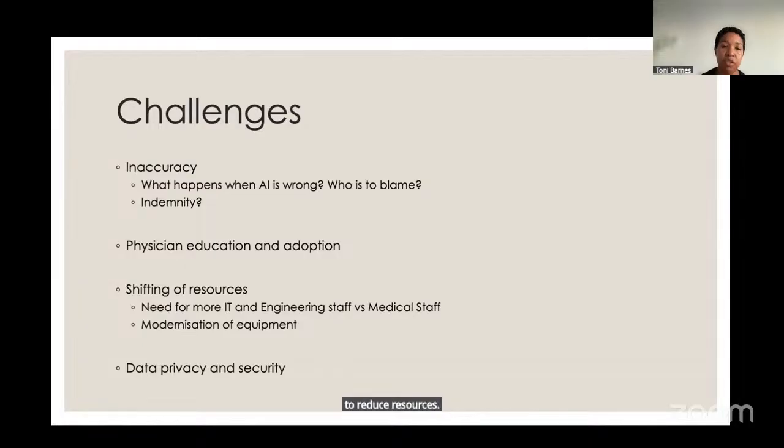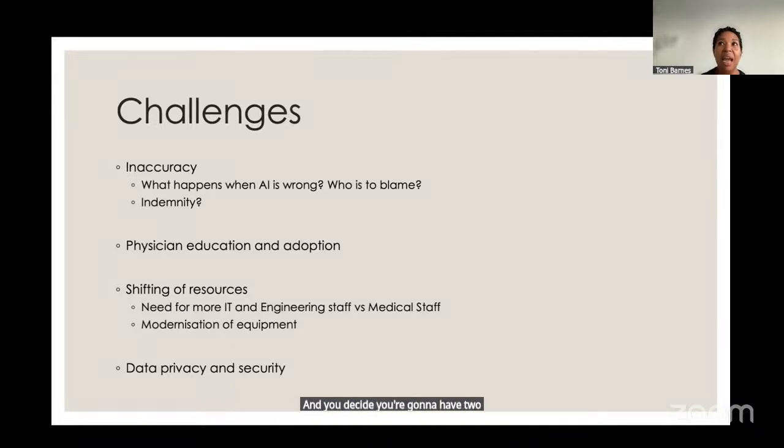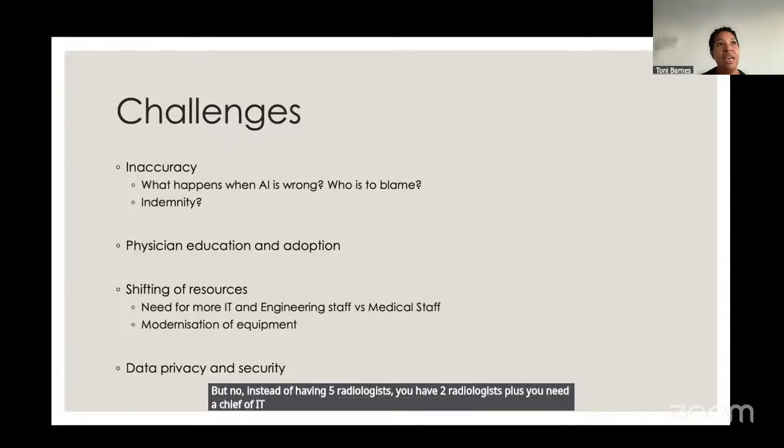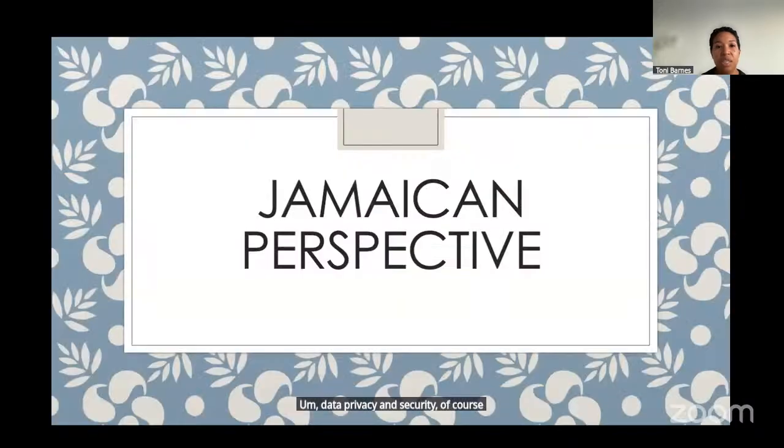It merely shifts resources. So now, maybe you have a medical institution that is doing radiology, and you used to have 5 radiologists, and you decide you're going to have 2 radiologists and an AI system. But now, instead of having 5 radiologists, you have 2 radiologists, plus you need a chief of IT, and you need engineering staff, and you need maintenance personnel, because now you have all this equipment, and there's still people that are involved in the management and maintaining of that equipment. Data privacy and security, of course, are difficult challenges as well.